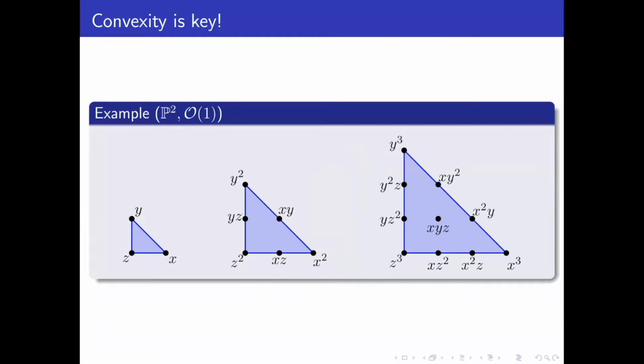homogeneous monomials, degree R monomials in 3 variables, which is a basis for all homogeneous degree R polynomials in 3 variables. So in other words, what we're constructing is the line bundle O of 1 on P2. So this simple triangle gives us P2 together with the line bundle O of 1. And actually a little bit more, it gives us a basis for the section ring of O of 1 also.